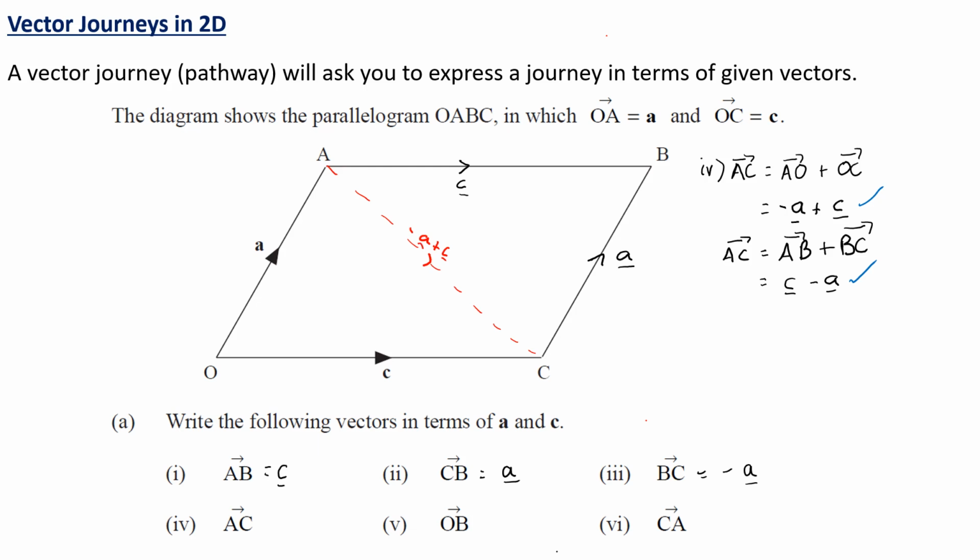Okay, I'm going to rub that out just now because we're just stuck with the parallelogram lines. Okay, part 5, we want to work out how do we get from O to B. To get from O to B, we've got a few different routes. We could go to A then to B, or we could go from C then to B. I'm going to go from C to B because that means I'm going in the right direction of the vectors.